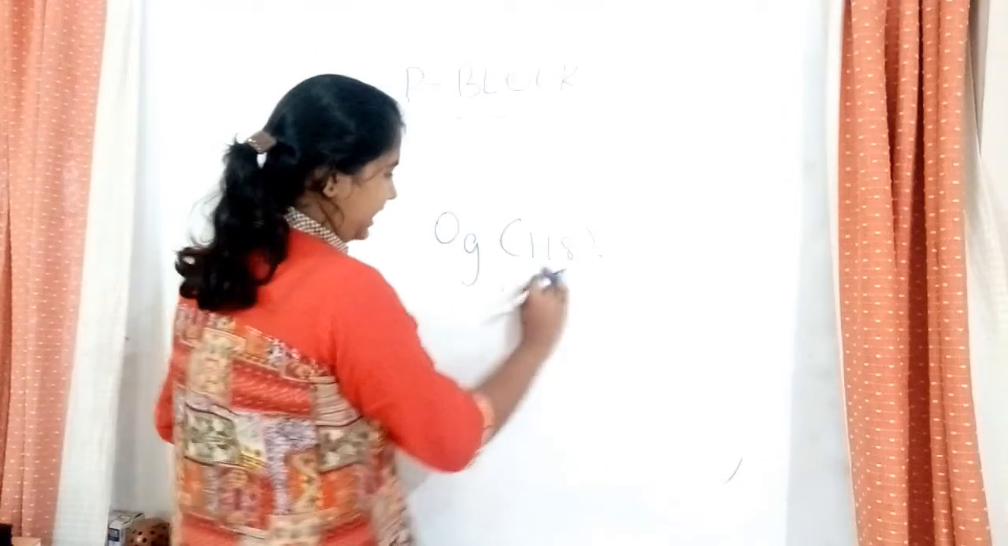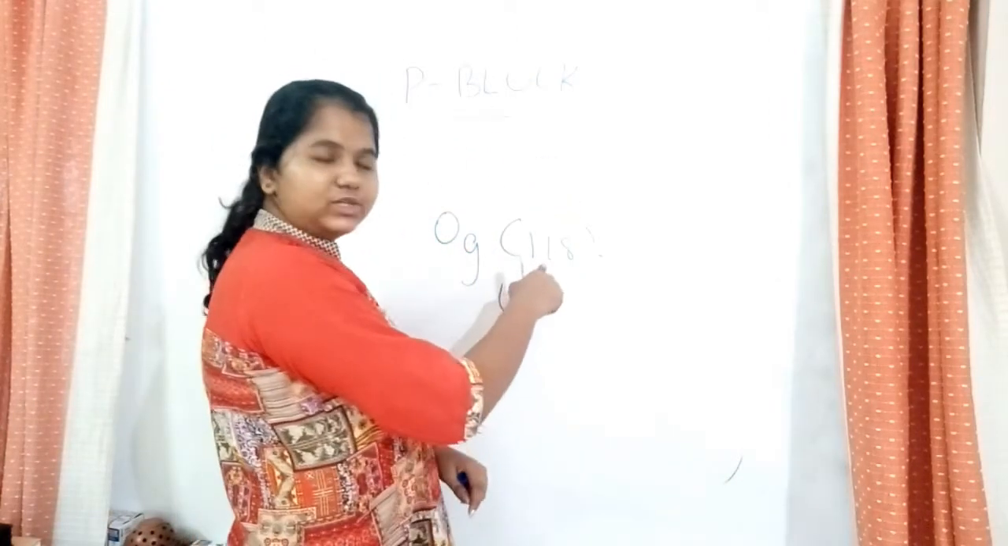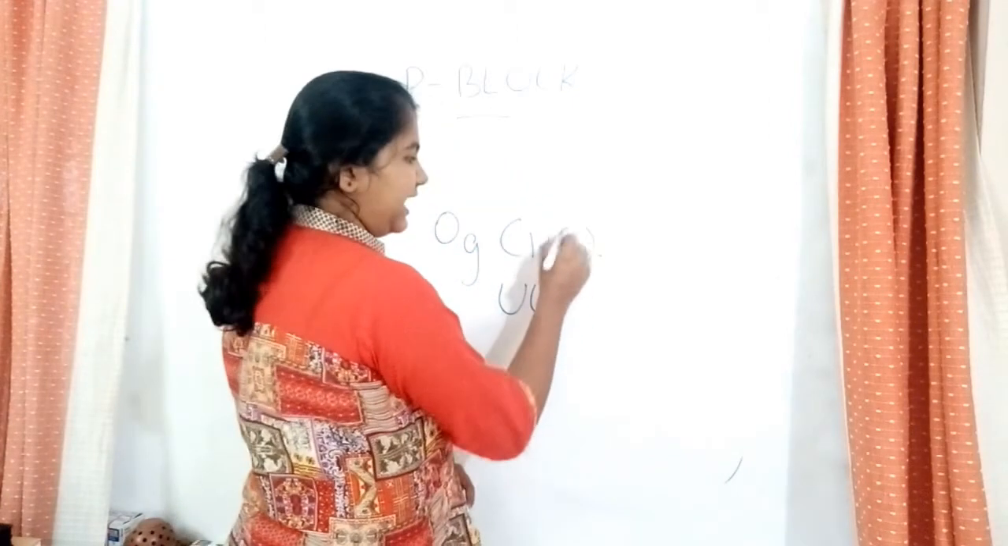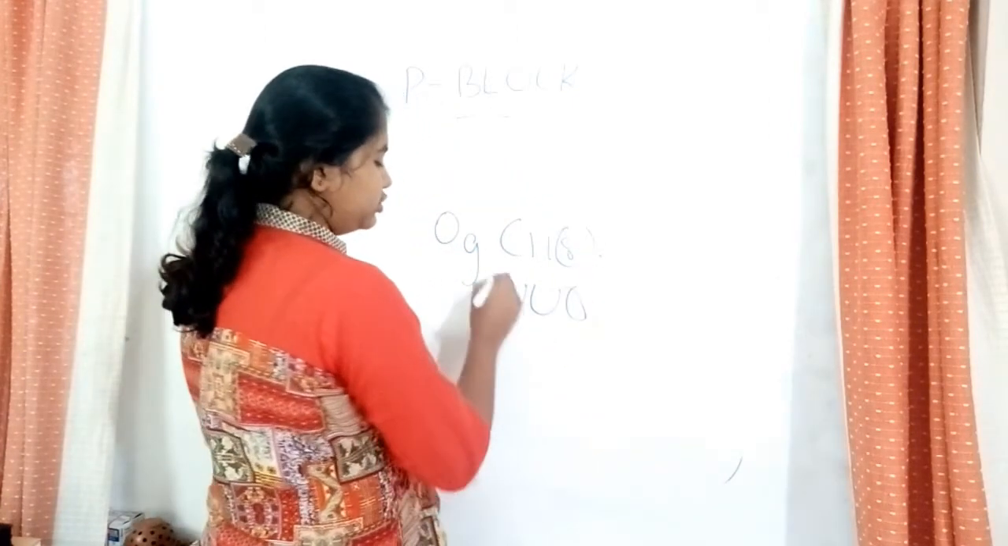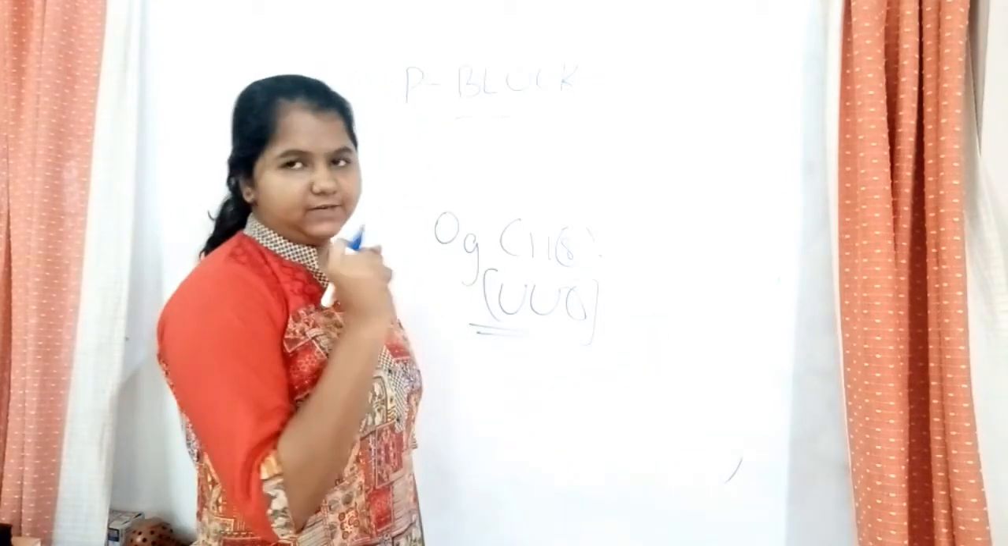Before, it was written as, what is the representation of 1? That is U. And again what is this? U. And what is 8? 8 is represented as O. So UUO was this element's name. So now let's write the method of preparation.